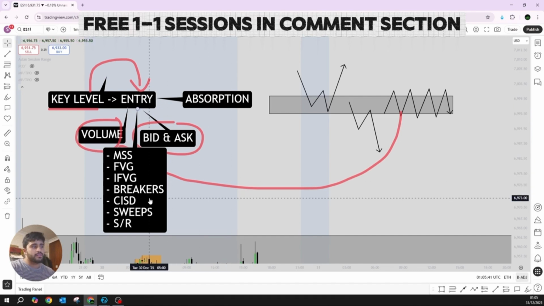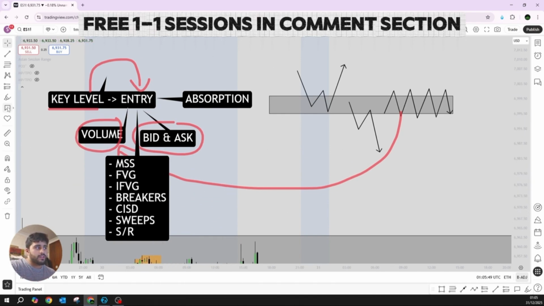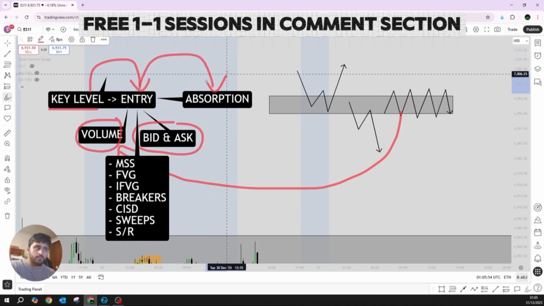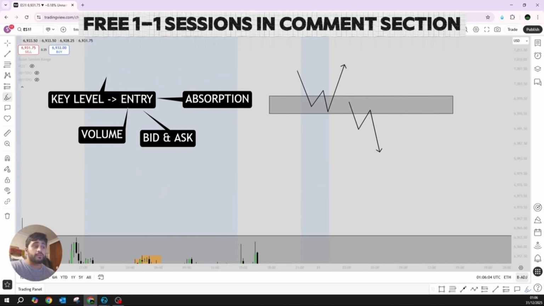A lot of traders get so wrapped up in the day-to-days of which concept do I use and why should I use which concept. But fundamentally, you're not really understanding why you want to be taking a trade in the first place, which is the third step: absorption. So everything in trading comes down to three basic things. You need to know where to trade from, or what to look for, volume and delta, and why you're looking for it. That is the absorption part of the video.